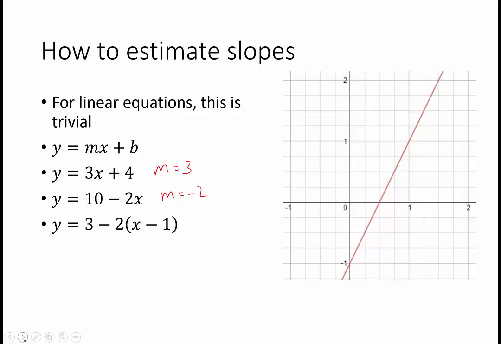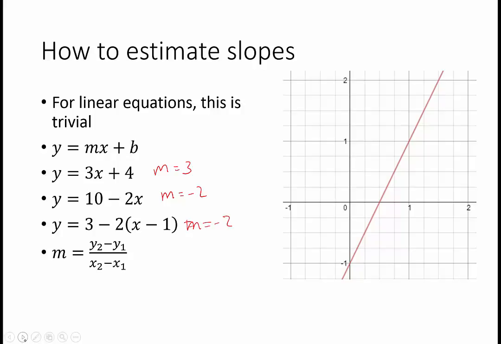Or even though we may write the linear equation in a different form, you should be able to tell, oh, the coefficient that's on the x squared term is going to be this -2. This slope is still -2.